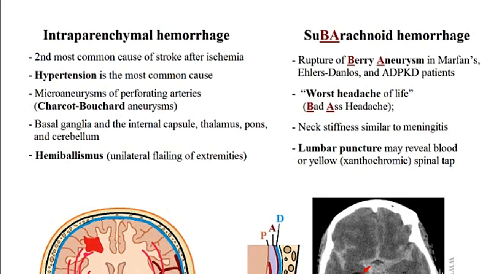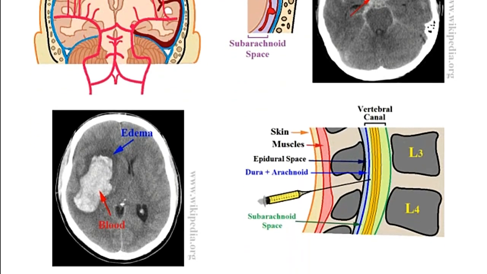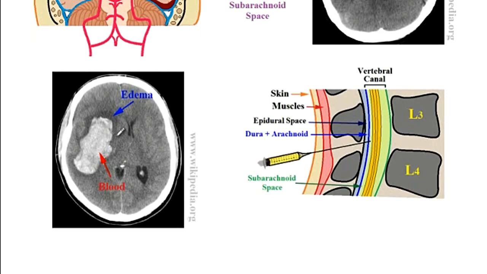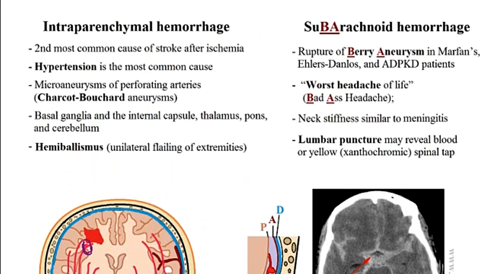So let me show you an example. So here we have the middle cerebral artery, and then the perforating arteries are being distributed into the brain. So right here, we have a Charcot-Bouchard aneurysm, and if this aneurysm ruptures, it will cause an intracerebral bleed. So here is a CT scan of an intracerebral bleed. So here you can see that there is blood inside the brain, and the darker area around it is the edema.